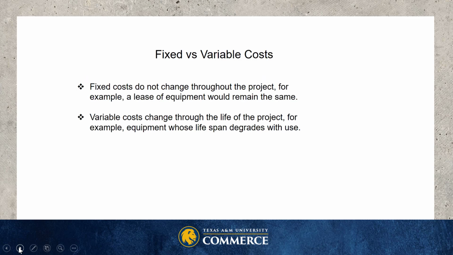Then we have fixed versus variable cost. Fixed costs do not change throughout the project. For example, a lease of equipment remains the same. Variable costs can change throughout the project. For example, equipment we own whose lifespan degrades with use. So the variable cost is going to go down.